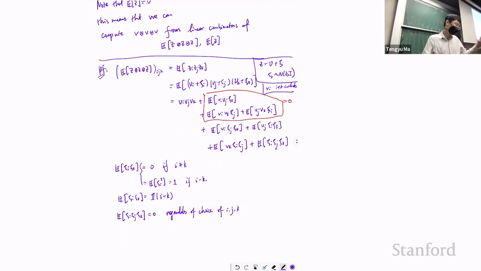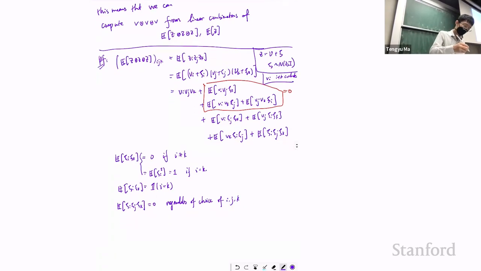In some sense, I think the fundamental reason is that as long as you have an odd degree monomial of these cos i's, it doesn't matter. It's always going to be 0. The expectation is always going to be 0. So these are all, in some sense, elementary calculations. And then if you use this, you can continue here.